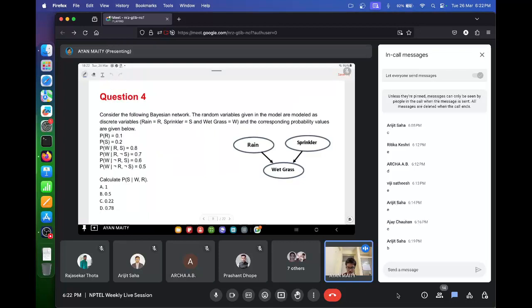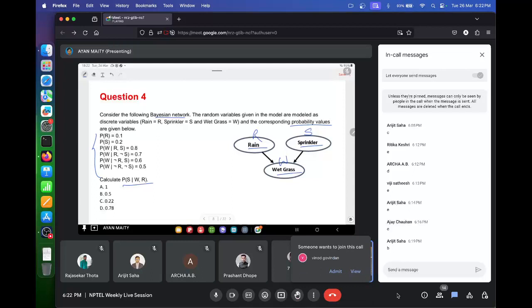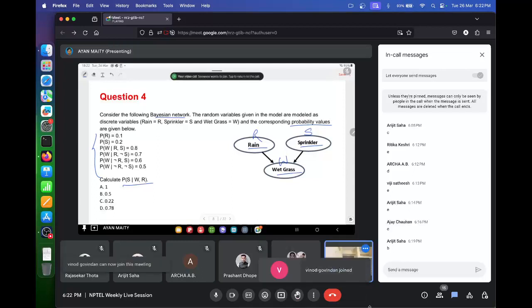Okay, now I move on to question 4. Consider the following Bayesian network. A small Bayesian network is given with 3 variables, and different probability values are also given here: probability of r, probability of s, probability of w given r comma s. So this variable is r, this variable is s, this variable is w, and you have to calculate probability of s given w comma r. And this negation of s basically means complement of s.